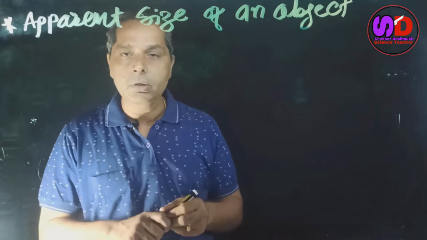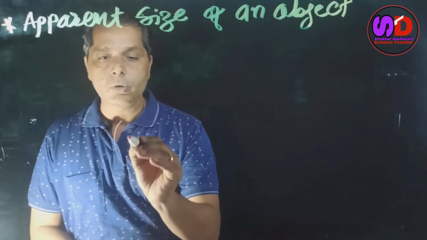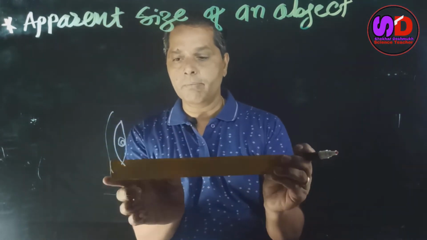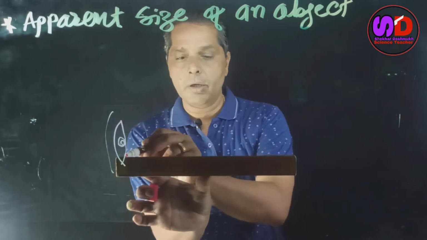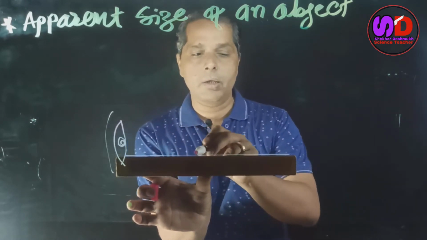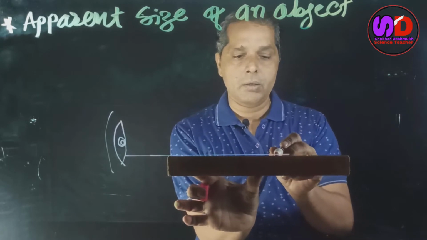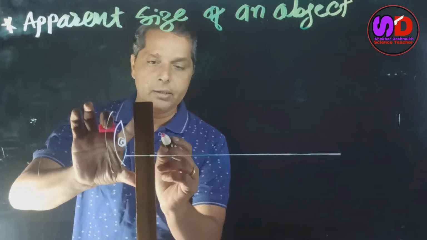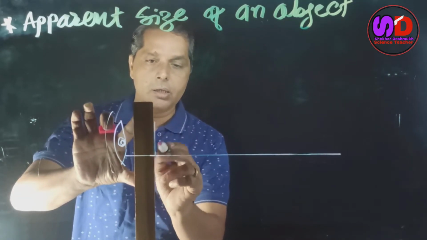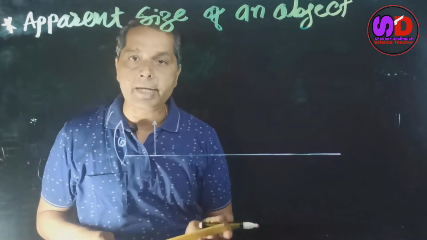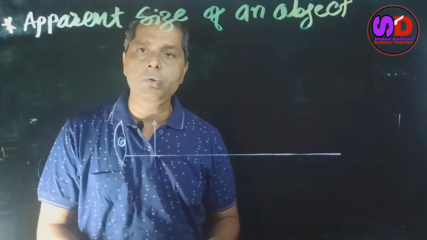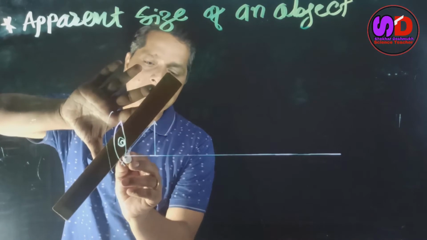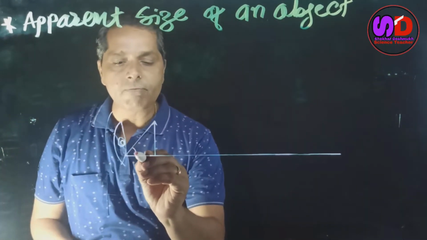Suppose you are looking from this, and suppose the object is very close to your eye. Suppose this is an object. So now the object is very close to your eye. Then the angle made by this object with your eye, suppose it is alpha.